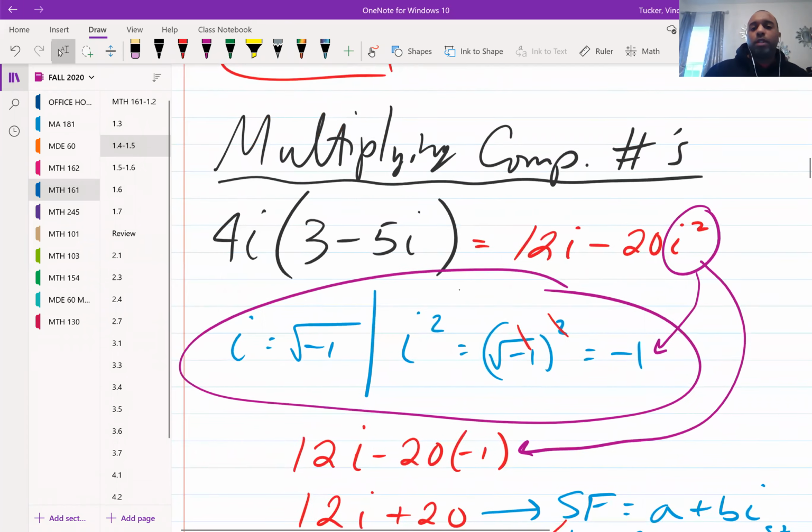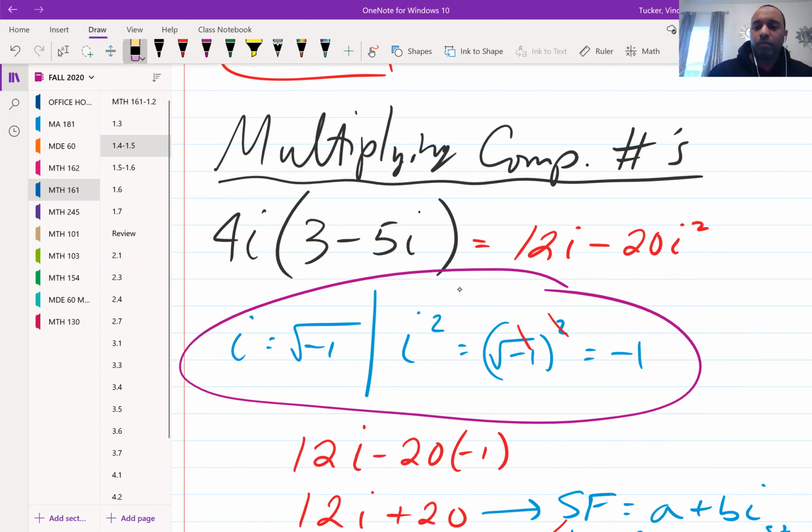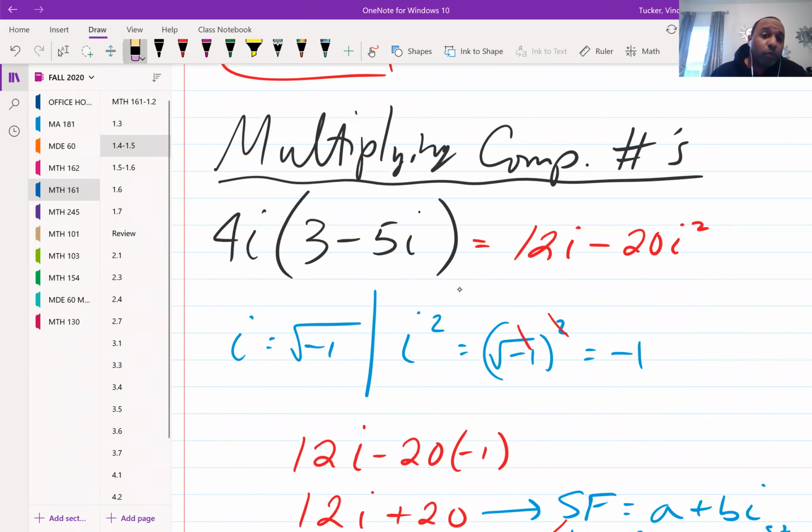All right, so we're still in 1.4, looking at multiplying complex numbers. So we have 4i times 3 minus 5i. So we want to distribute this the same way we would as if it was a regular number that we were distributing.